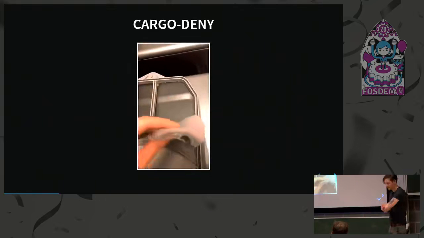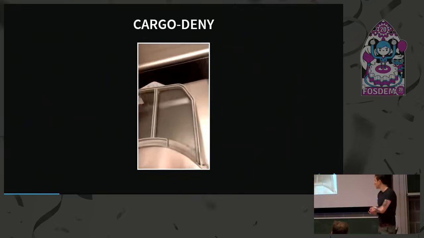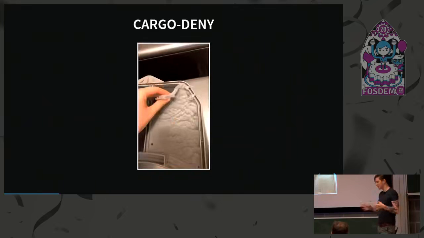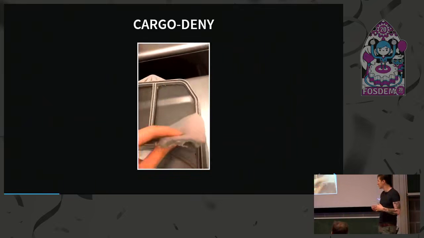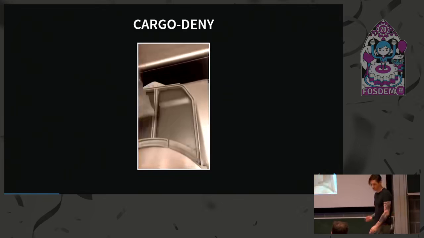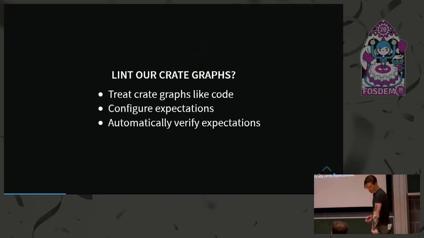So that's where Cargo Deny comes in. Our high concept of the tool is that it's a linter for your crate graph. The idea is to treat your crate graph as code, and do what Clippy does, which is look for things that you've configured for and warn you or error, and make sure that as your crate graph changes, your expectations are met every time.